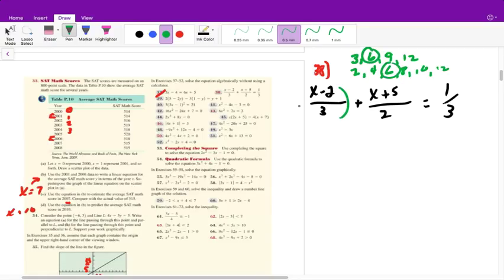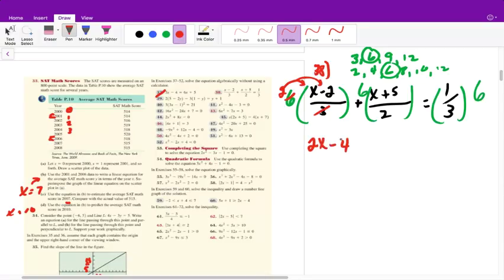So that means I'm going to multiply every single term by 6, right? Since I'm multiplying everything by the same number, I'm not changing any of its values. 3 goes into 6 twice, so now I'm left with 2 times (x minus 2), which will give me 2x minus 4. 2 goes into 6 3 times, and now I'm left with 3 times (x plus 5), so this would be plus 3x plus 15. And 3 goes into 6 twice, so I'm just left with is equal to 2.